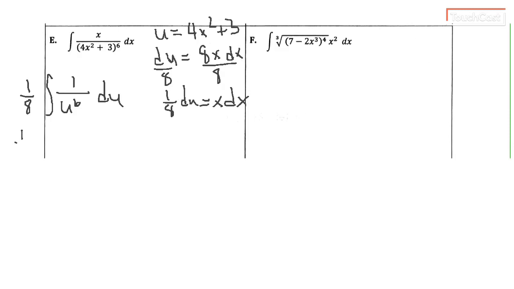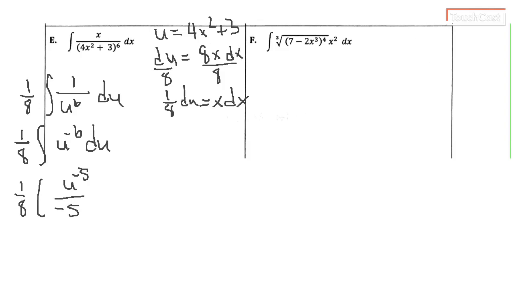I'm going to rewrite this. I'm going to make the 1 over u to the 6 as just u to the negative 6, which makes it a little easier to integrate. We're going to increase that power by 1. So we're going to have 1/8 times u to the negative 5 divided by negative 5 plus c.